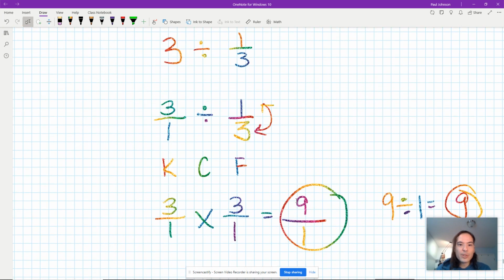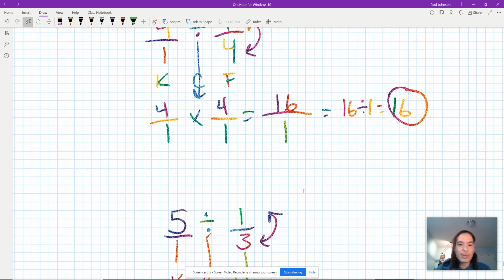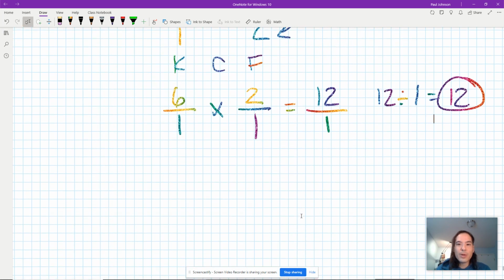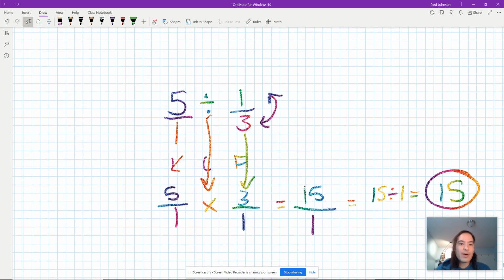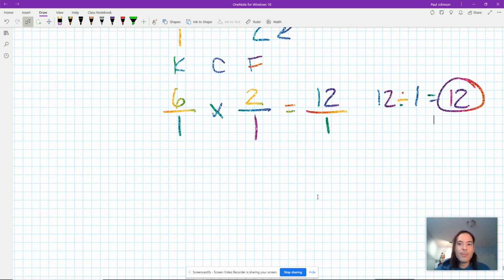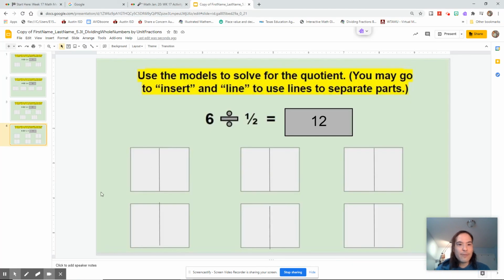Sometimes your test questions will ask, how did you do this problem? So make sure that you can explain it one way or the other. Can you explain it by talking about keep, change, flip? Can you explain it by drawing pictures and cutting them up? Make sure that you know how to explain it so you can get full credit on that test question if you have it.